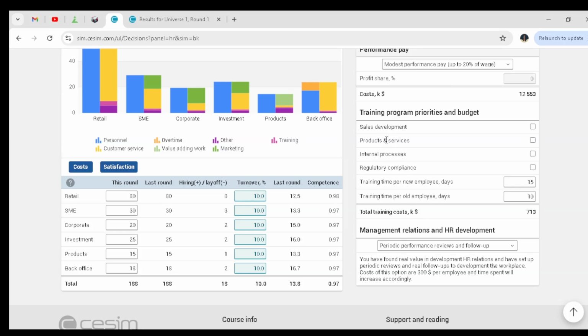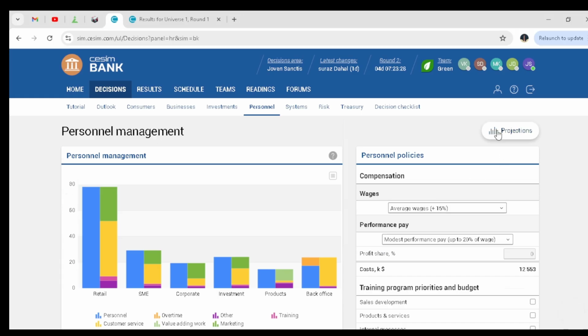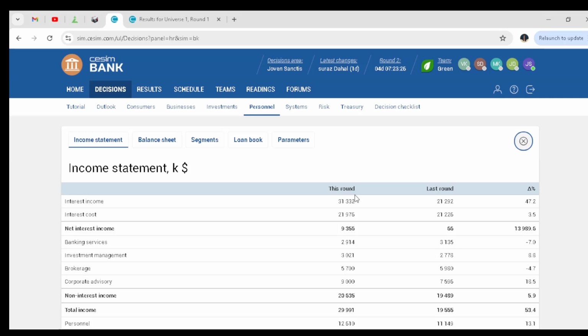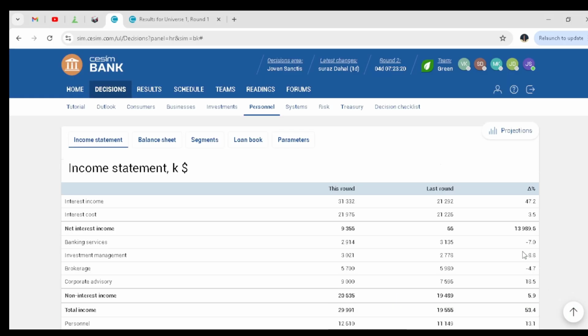And that's it. We have the management relations and HR department development, and here we shall use the periodic performance reviews and follow-up. We can also check our projections before we move. You can see that our projections for the profit is 65.29, so we are moving good.